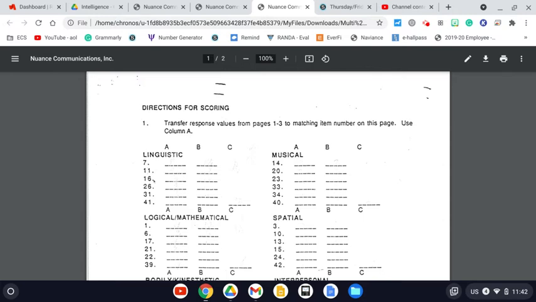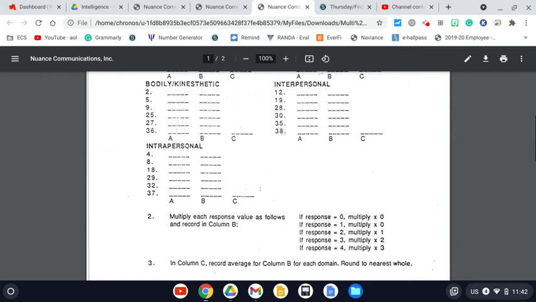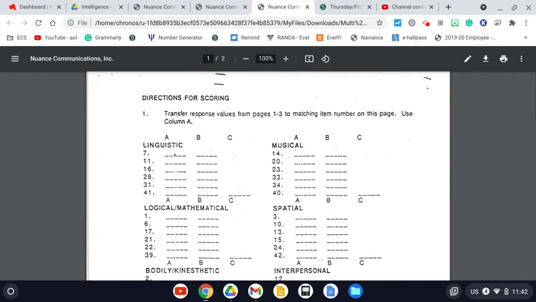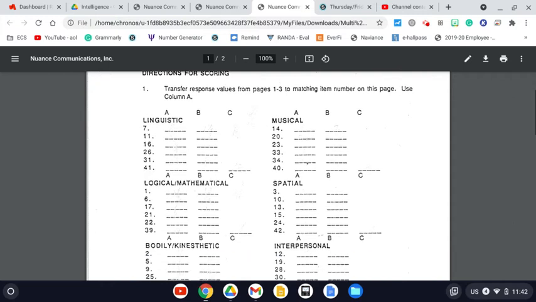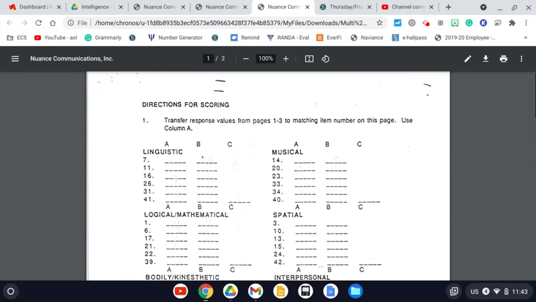Question 11, 16, 26, 31, 41. These were all the linguistic intelligence questions. So you need to write your score there. Then, once you've done your scores for all of the different categories of questions, you're going to do something a little bit weird. You're going to multiply each response value as follows. So remember, number 7, I scored myself a 4, let's say. Now, I use this little key. If I scored myself a 4, I multiply 4 by 3. So I'm going to get 12. And I'm going to put the 12 right here in the B column. So I'll do that for all of my scores.